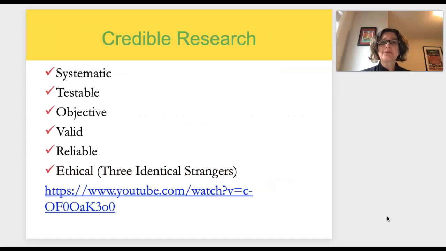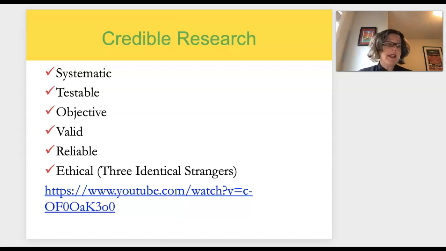Okay, so let's jump into credible research. These are the 6 aspects of research that will prove that the research is actually credible and you should actually read it and possibly implement it. If it doesn't uphold these standards, then it's not worth your time. Okay, so we're going to have a look at this.